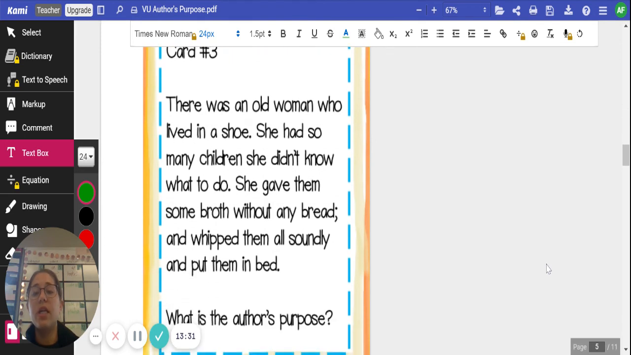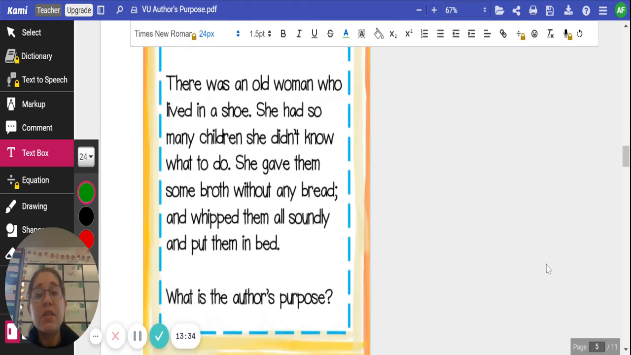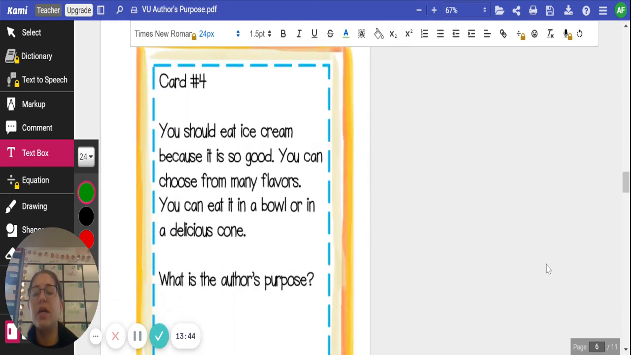The second one that you did is to entertain. It's a funny story about an old woman who lived in a shoe. People don't really live in shoes, right? So we know that the author is entertaining us with this story. And the third one that you did independently, this one is persuading us. It's saying you should eat ice cream, right? It's telling us there's so many flavors, how you can eat it, and they're trying to get us to eat ice cream.